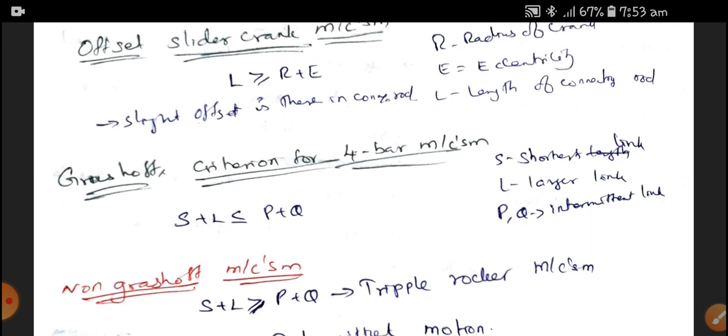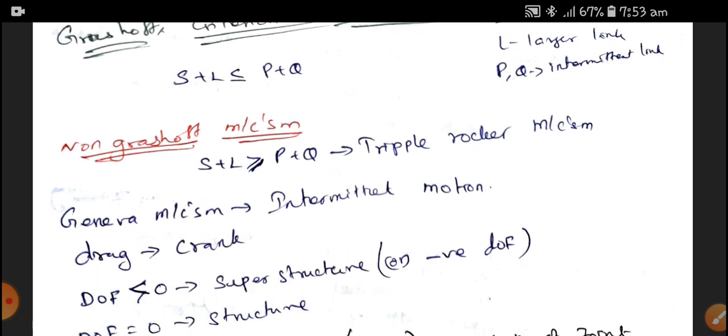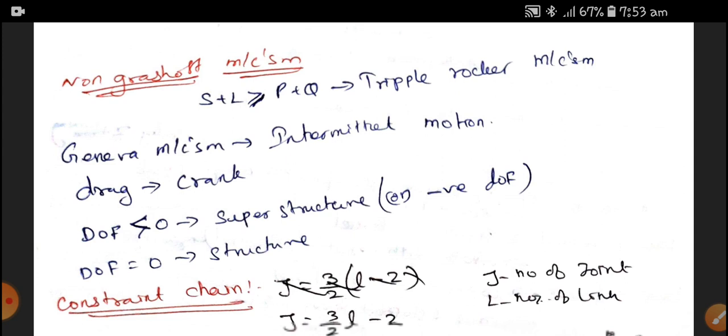And next one, Grashof's criterion for the 4-bar mechanism, that gives an equation like S plus L less than or equal to P plus Q. S is the shortest link, L is the largest link. P and Q are the other two links, besides the shortest and longest links. A non-Grashofian mechanism is S plus L greater than P plus Q. This is called a triple rocker mechanism. So there are some things available in non-Grashofian mechanisms.